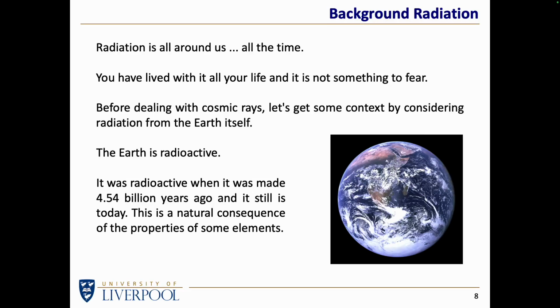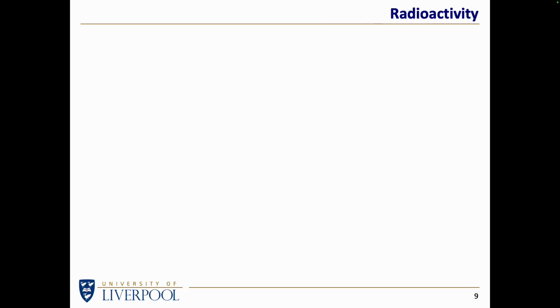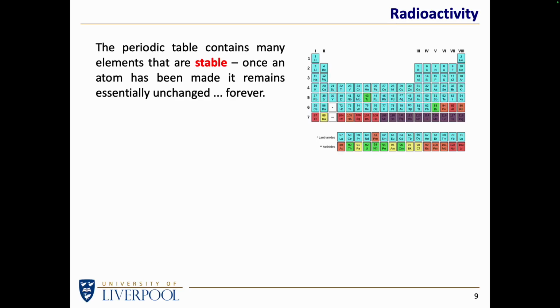The Earth was radioactive when it was made, 4.5 and a bit billion years ago, and it's been radioactive ever since. It is a natural consequence of the elements that make up the Earth. We have dozens of different elements that make up the crust of the Earth as well as the interior of the Earth. We catalogue them, if you like, in the periodic table of the elements.